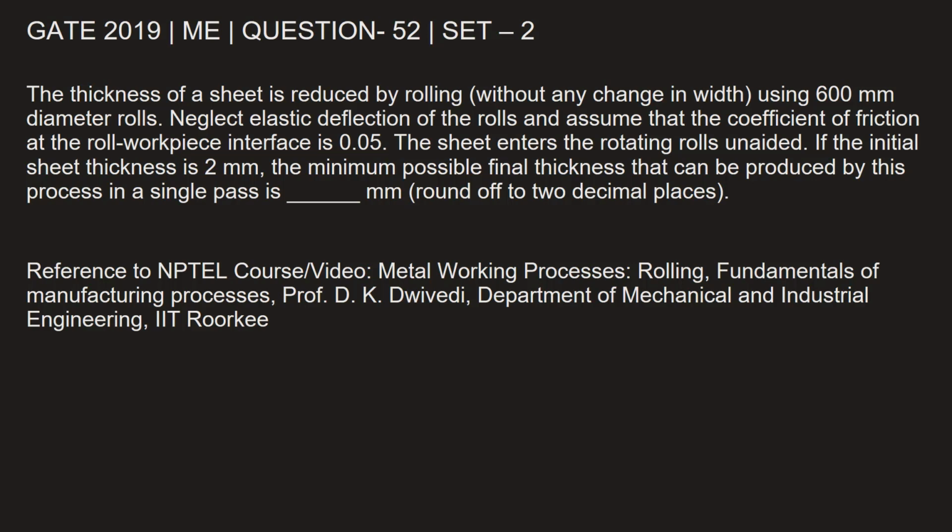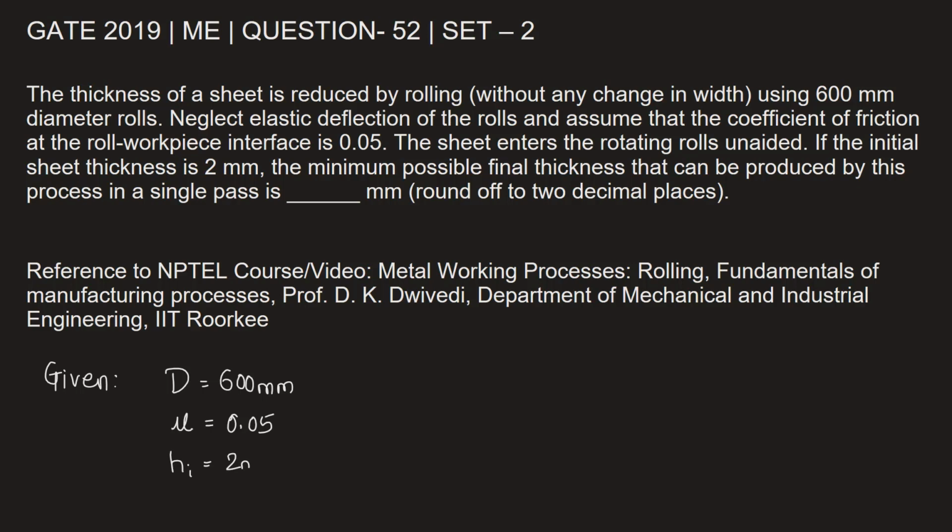If the initial sheet thickness is 2 mm, the minimum possible final thickness that can be produced by this process in a single pass is dash millimeters. We'll write the given things first. Diameter of roll, capital D, is given to be 600 mm. Coefficient of friction at roll and workpiece interfaces, mu, is equal to 0.05, and the initial thickness HI is given to be 2 mm.